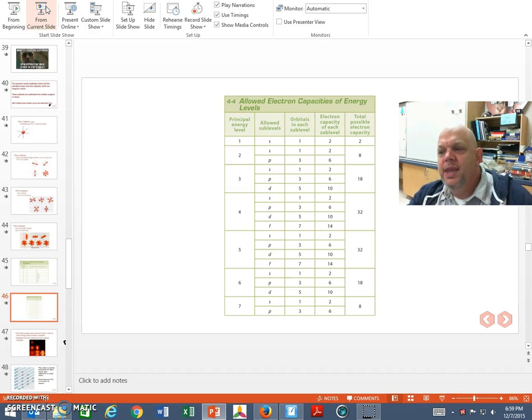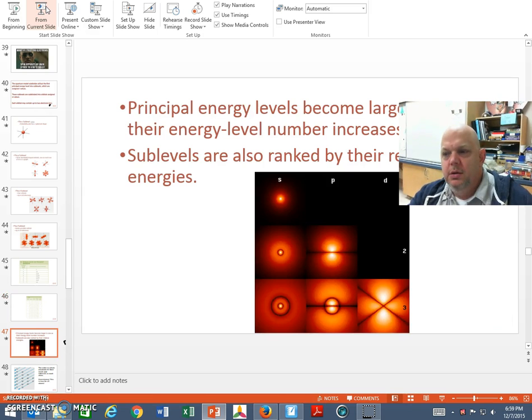Okay? You should be able to know how many electrons go in s and d and p and f. You should know that. Okay? Understand the idea when you look at this slide here that the higher you go in those principal energy levels, the volume gets larger in size. Now I'm trying to hurry through this so I can get all of it down into one thing.